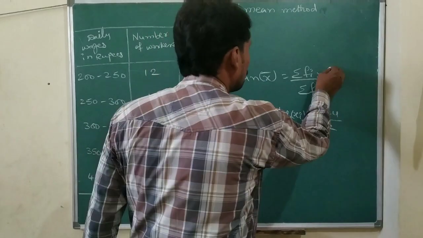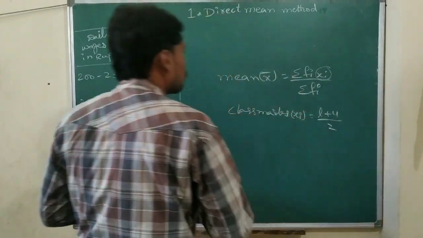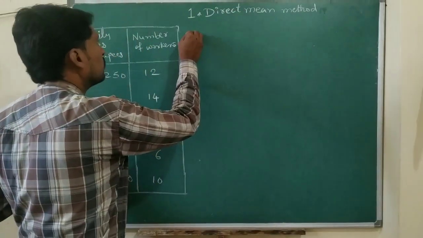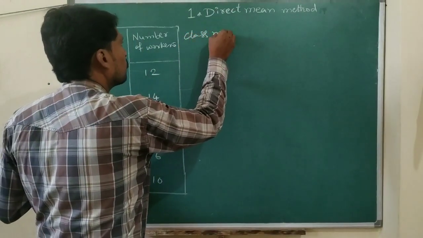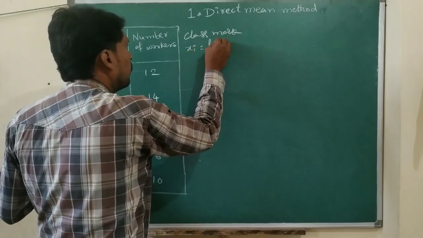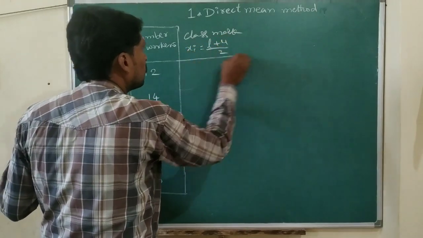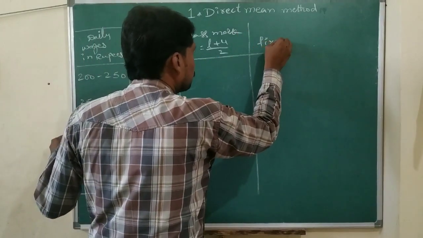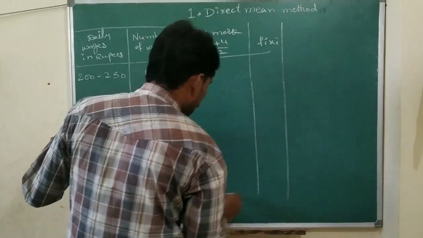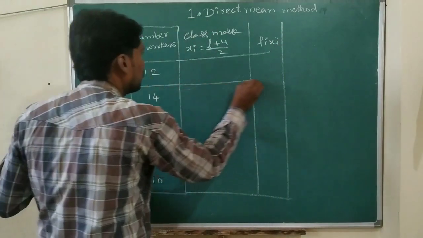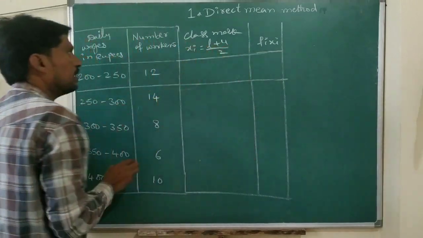So here first we need to take a column, that is the class mark. First you have to write it, class mark, xi equals L plus U by 2. And the last column is fi xi. Now the first column I am taking is class mark.